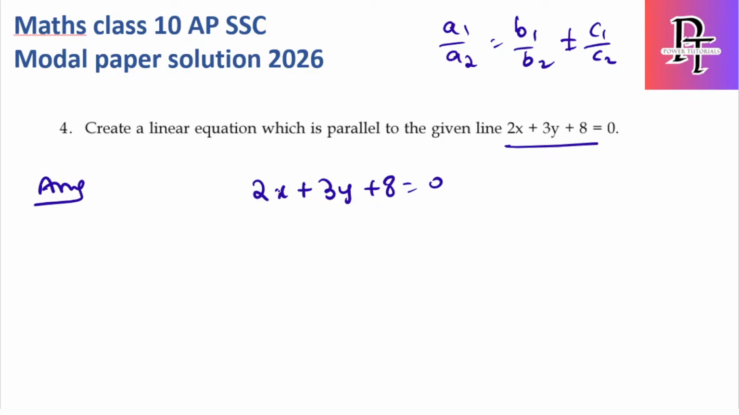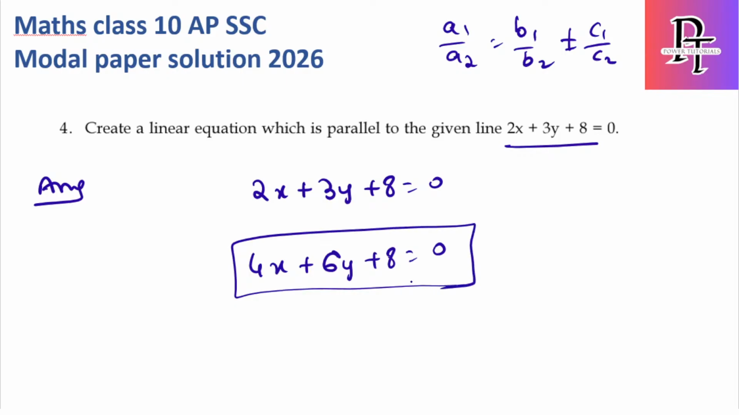Okay, so for this I'll simply multiply this by 2 so that the new equation becomes 4x plus 6y plus 8 is equal to 0. This is one of the answers, not the only answer. Why? Because a1 by a2, so 2 by 4 is equal to 3 by 6 is not equal to 8 by 8. 2 by 4 is 1 by 2, 3 by 6 is also 1 by 2, which is not equal to 8 by 8, which is 1.